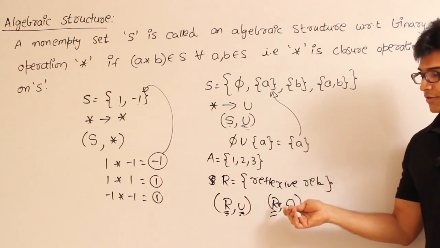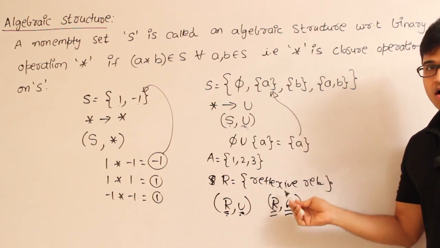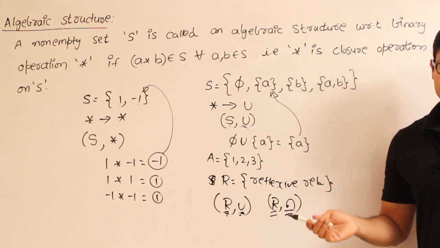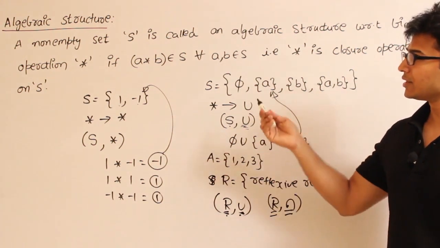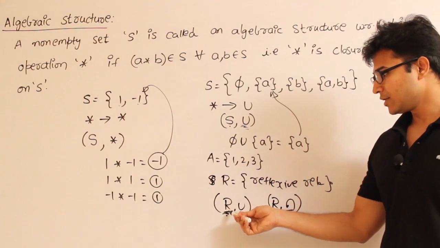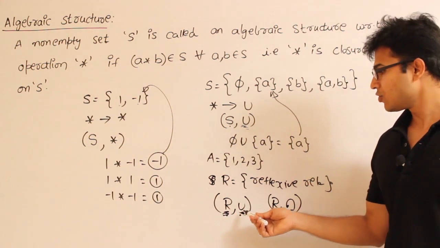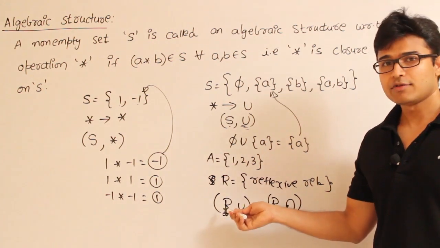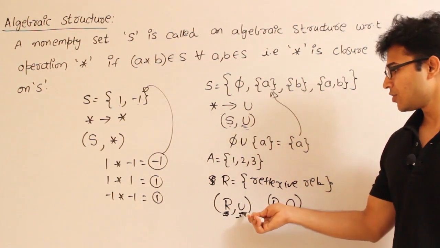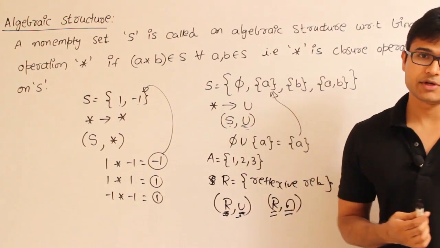the set of all reflexive relations with respect to the operation intersection is an abelian structure, not a group, an abelian structure. You can think of it like that. Similarly, the set of all reflexive relations is closed under the operation union, therefore the set of all reflexive relations with respect to the operation union is an abelian structure.